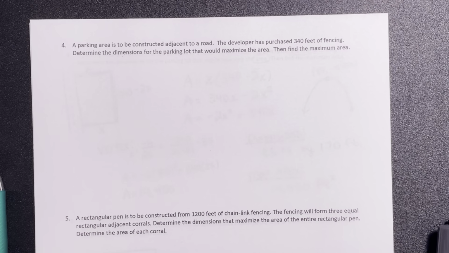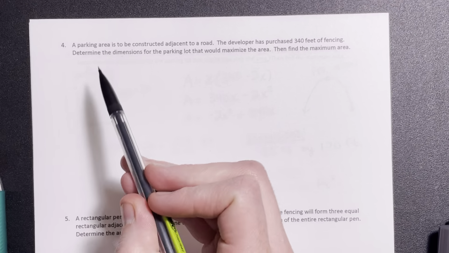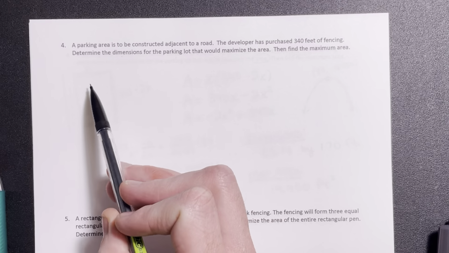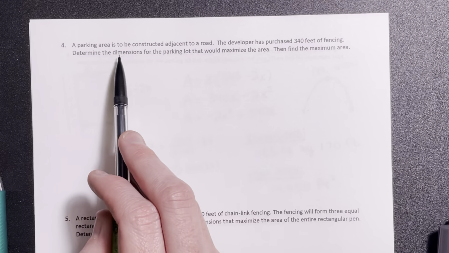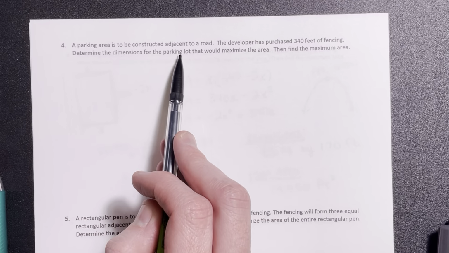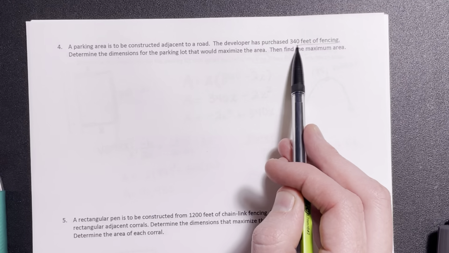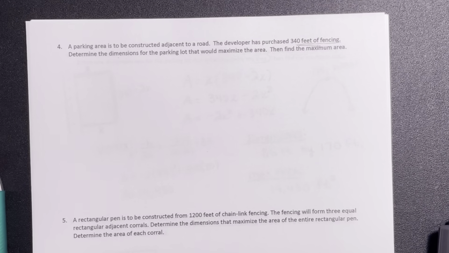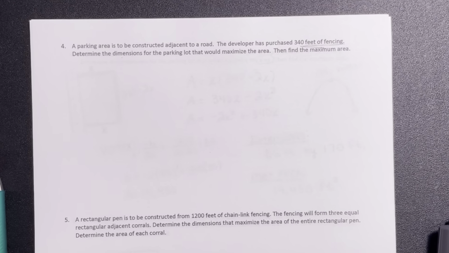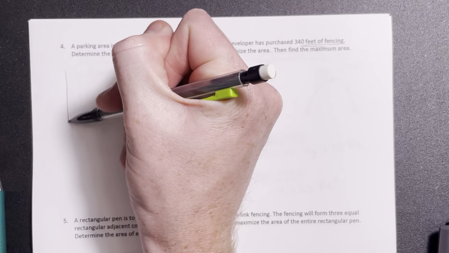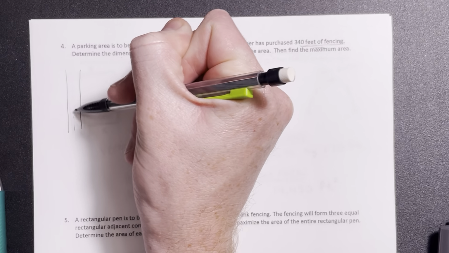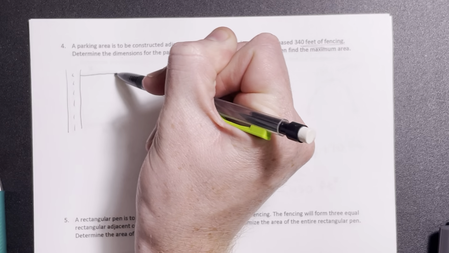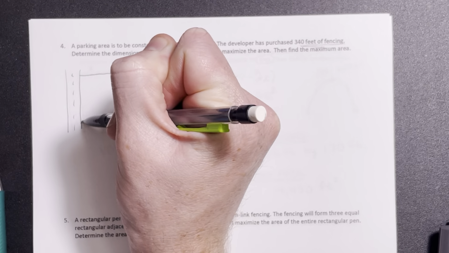As we continue this lesson on quadratic applications, we're going to look at some geometric applications. Here we have a parking lot that's going to be constructed adjacent to a road. So adjacent just means next to. The developer has purchased 340 feet of fencing, and we want to determine the dimensions of the parking lot that will maximize the area. So think about there being a road and you building a rectangular parking lot beside it.